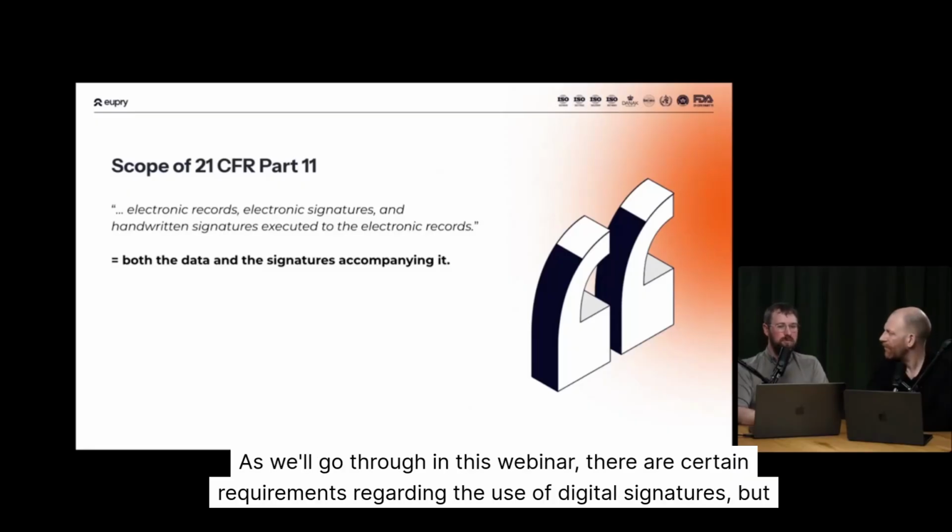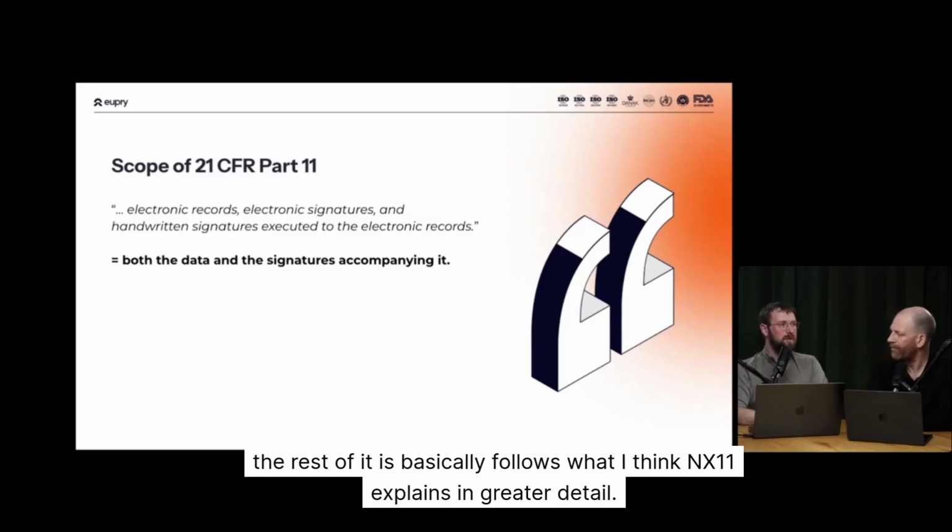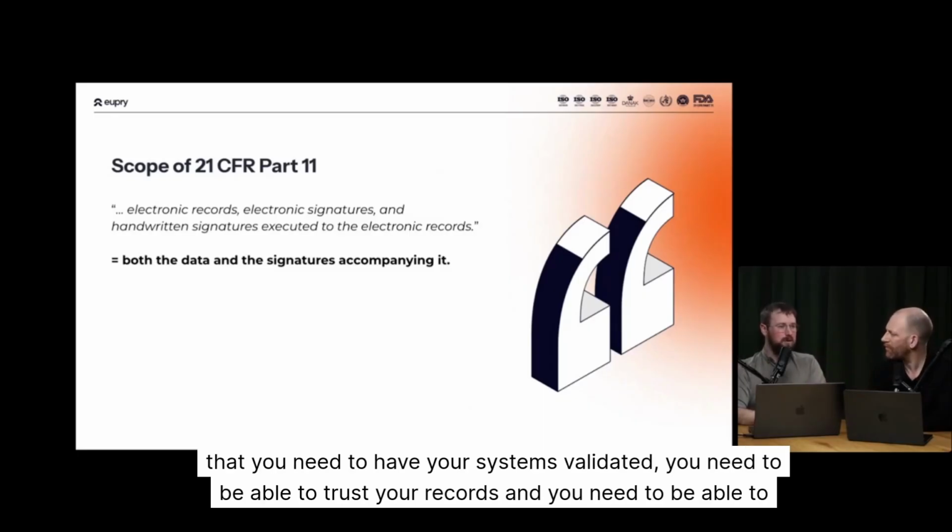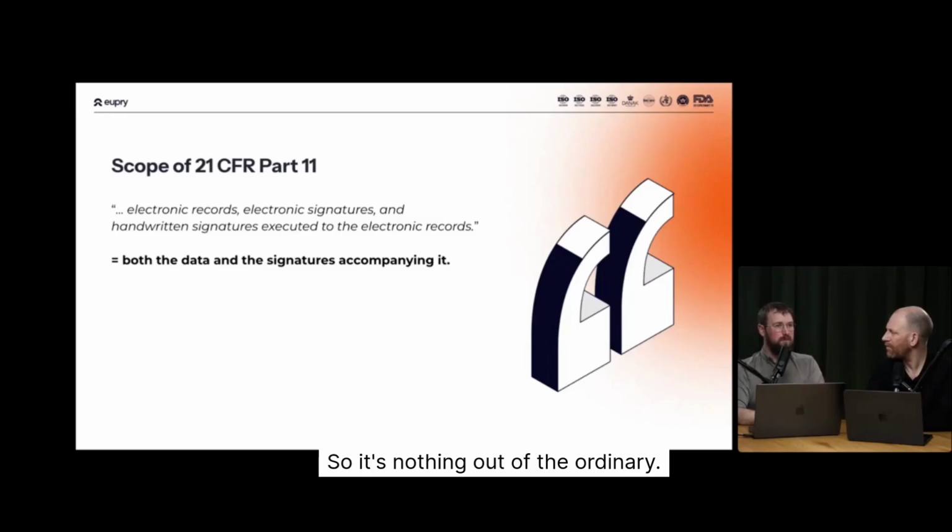As we'll go through in this webinar, there are certain requirements regarding the use of digital signatures, but the rest of it basically follows what I think Annex 11 explains in greater detail: you need to have your systems validated, you need to be able to trust your records, and you need to be able to retrieve them and so forth. So it's nothing out of the ordinary.